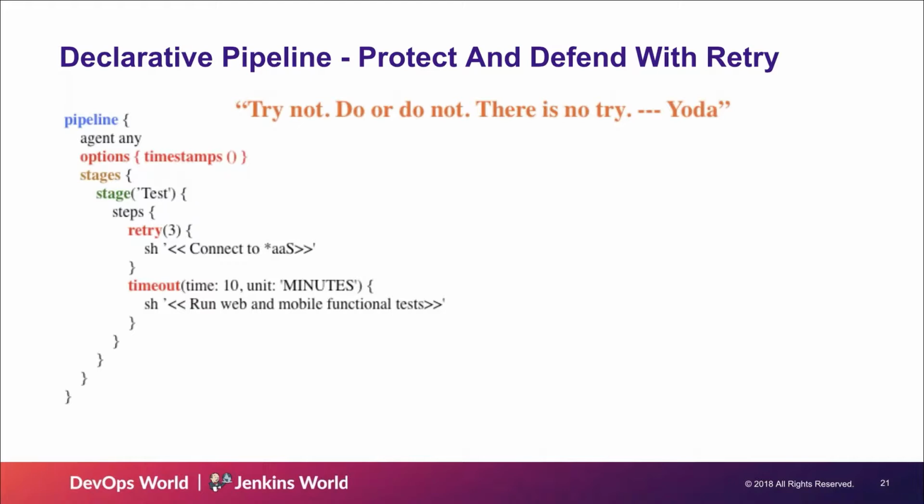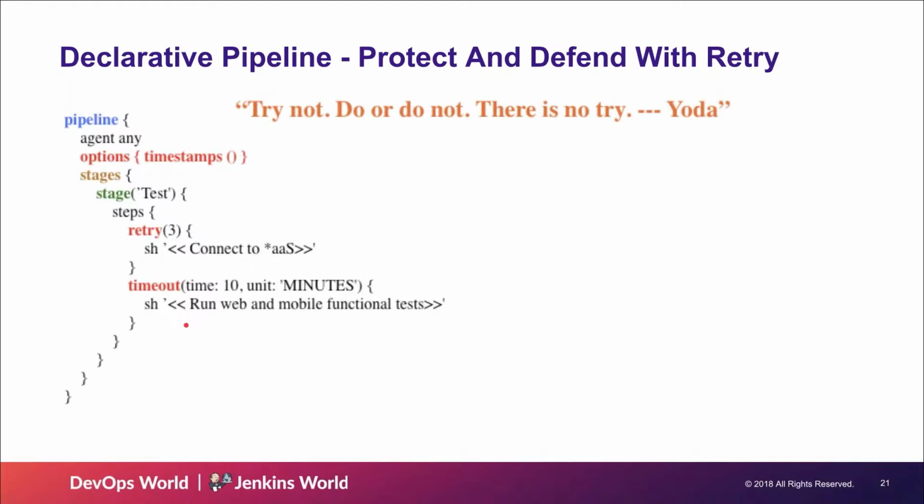This is just a rudimentary example. If you're connecting to a SaaS provider, maybe to run web and mobile functional tests, so maybe you're using some kind of a platform, and you know that there are network glitches frequently, you might want to introduce a retry. Once you do a retry, if there was a network glitch, at least it would have been solved in 3 times, or if not, just bail out.